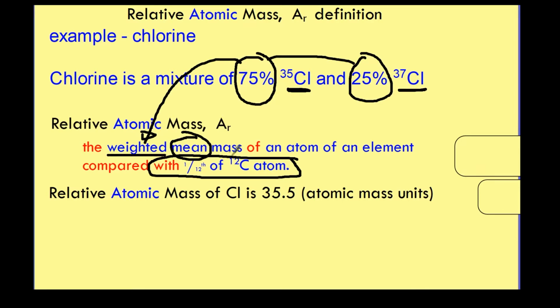So it's the weighted average mass of an atom of an element compared with 1/12 of carbon-12. You will need this section of the definition in your answer, otherwise you won't get the marks in an A-level exam. Okay.